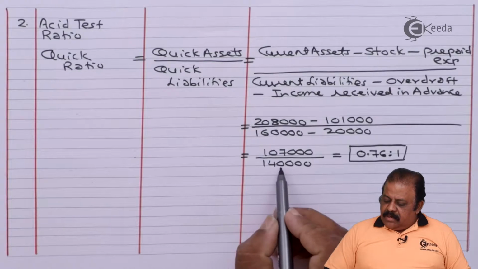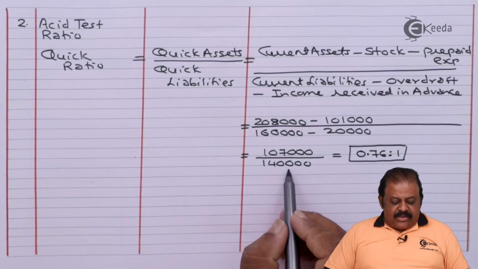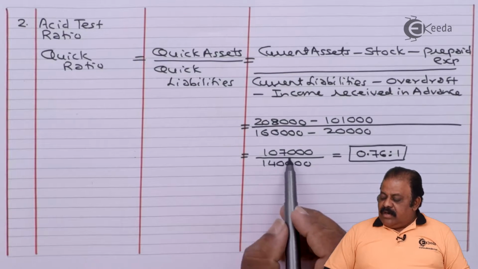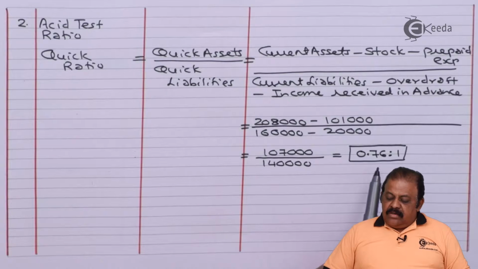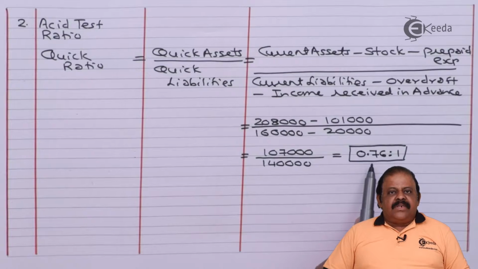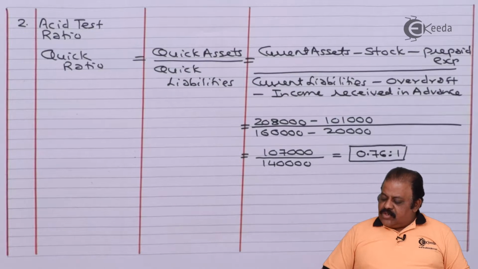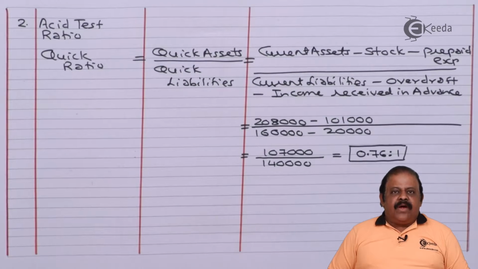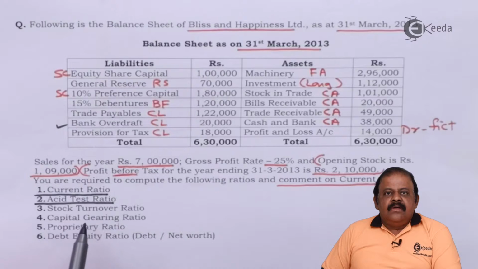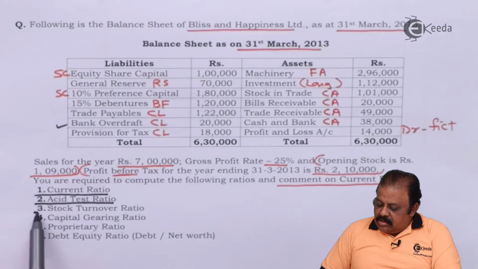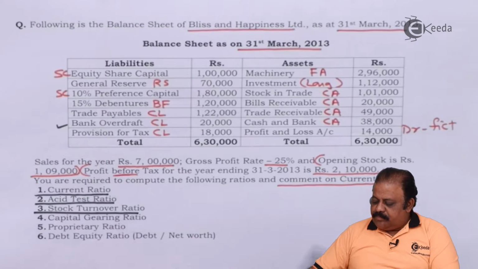Here the company has quick liabilities of 1,40,000 and quick assets of only 1,07,000. So even the liquidity ratio, the acid test ratio of the company, is unfavorable. It should be at least 1 is to 1. Next we have stock turnover ratio.